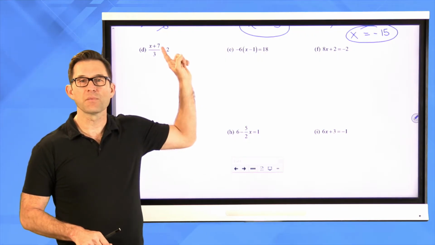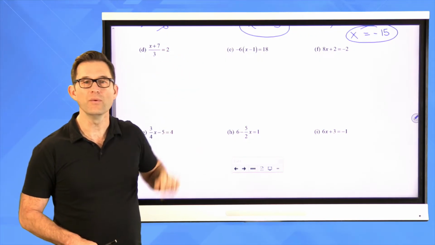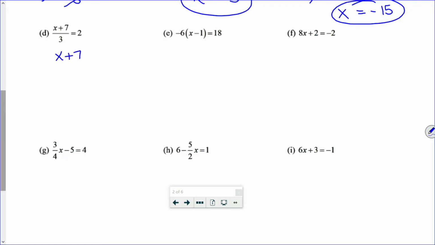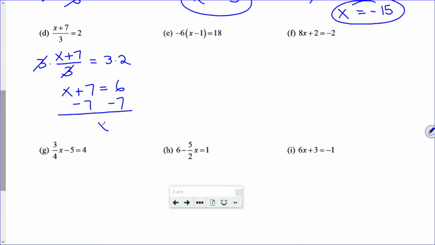All right, let's do it. Letter D, I've got x plus 7 divided by 3 is equal to 2. So let's undo that. Let's multiply by 3 on both sides. I'll get x plus 7 is equal to positive 6. Subtract 7 on both sides. 6 minus 7 is negative 1.